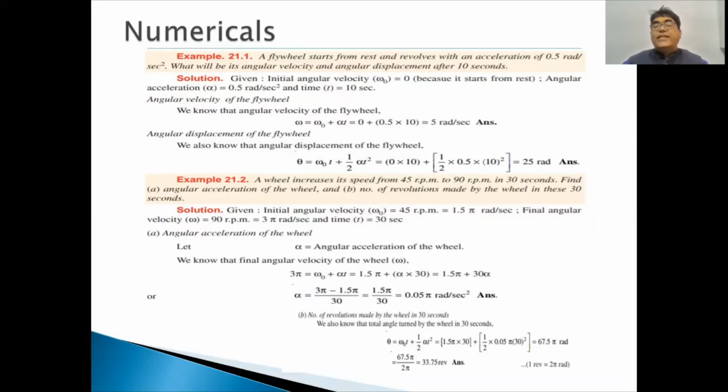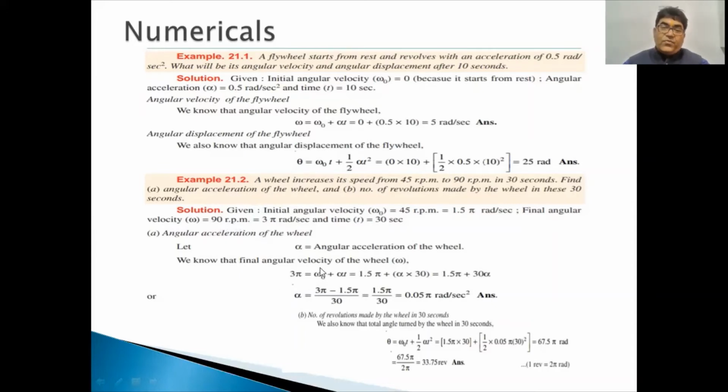minute, that is n, to omega. We know that the formula for conversion of n into omega is 2 pi n upon 60. We will get the final answer in radians per second because this is the SI unit of angular velocity, that is 1.5 pi radians per second. Similarly, final angular velocity, that is 90 RPM, will be converted using 2 pi n upon 60. We get the answer as 3 pi radians per second and the time is 30 seconds.